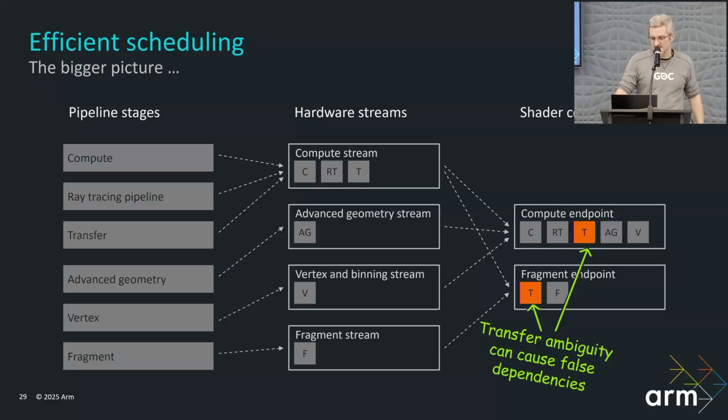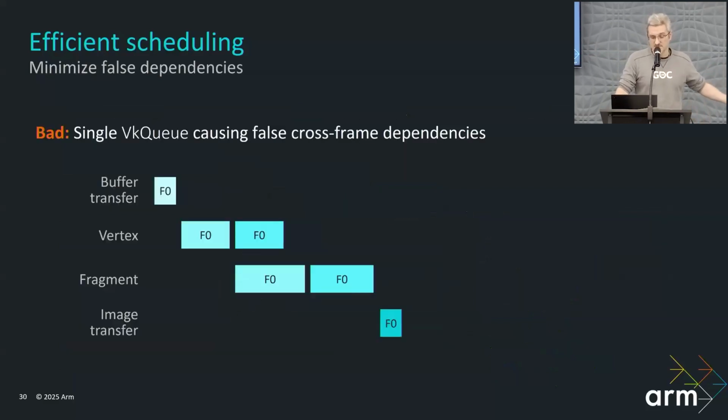Transfer being in two places can cause some ambiguities. When you have a transfer barrier, which type of transfer are you actually waiting for? The API has no way to express that. And that can cost some performance.